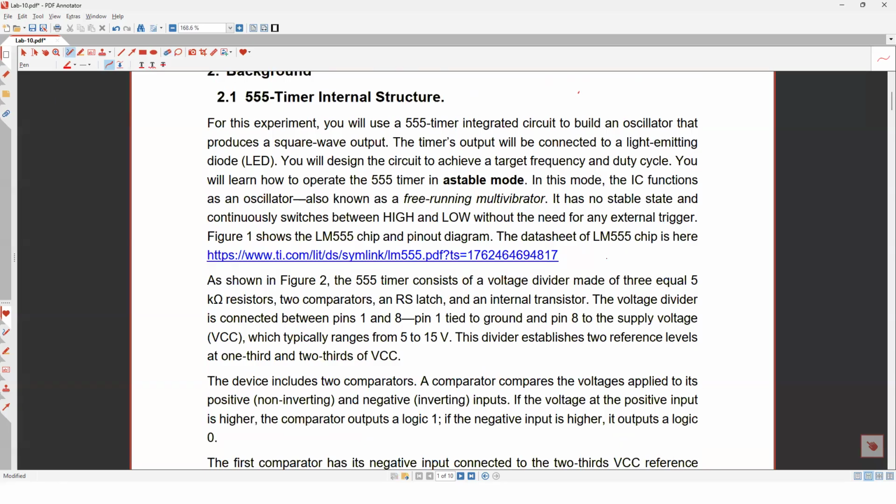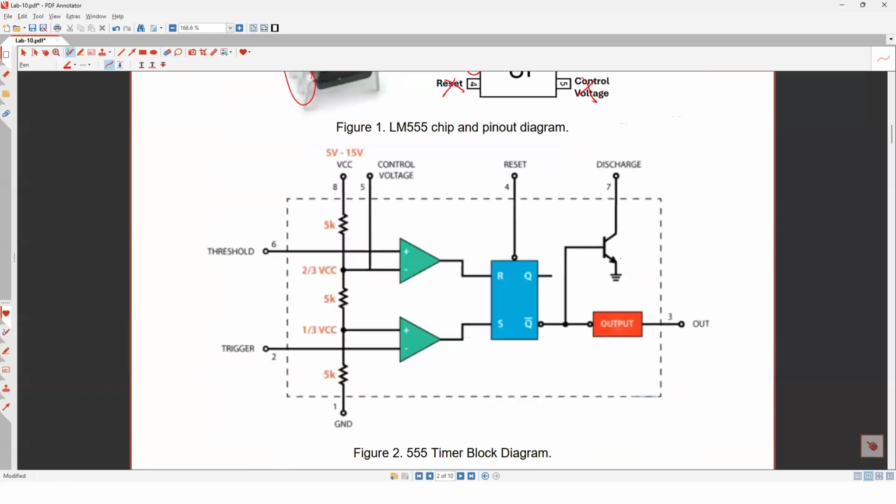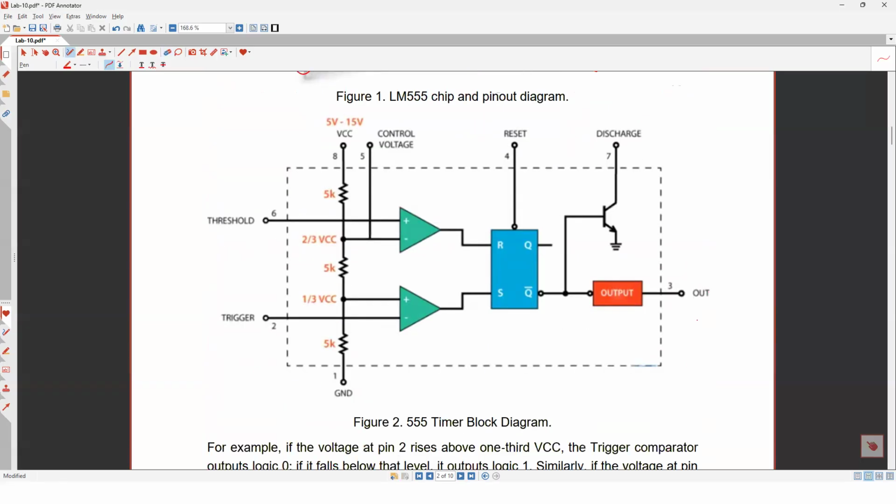Now, let's see what the chip looks like from inside, and how it is going to generate a square wave at the output. As you see here, internally the chip has 3 resistors this way. They are equal resistors, 5K each, connected between pin number 8 and pin number 1. As I told you, I'm going to connect pin number 1 to ground and pin number 8 to VCC. Because they are equal, the voltage drop across them is the same, so it is divided equally.